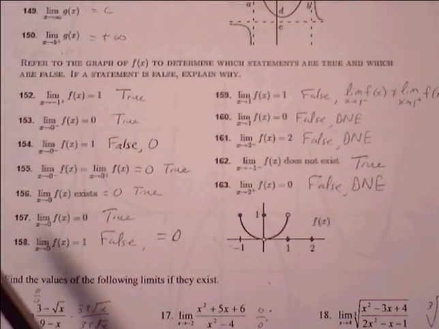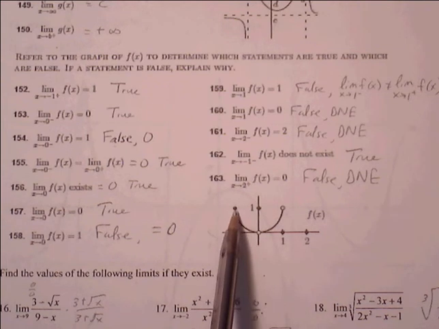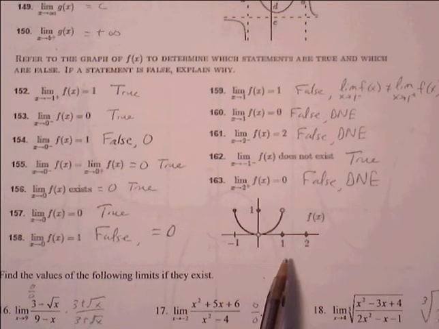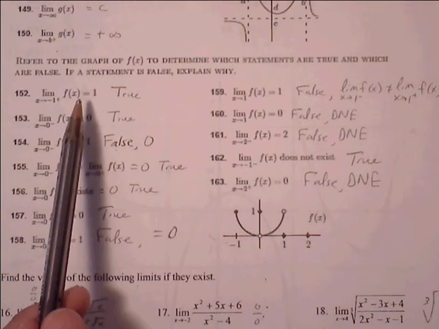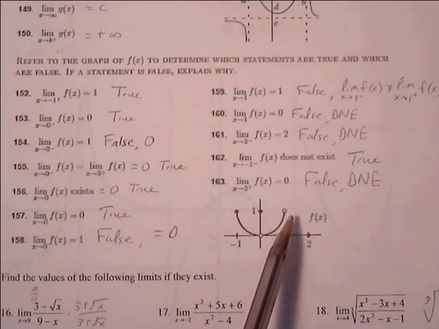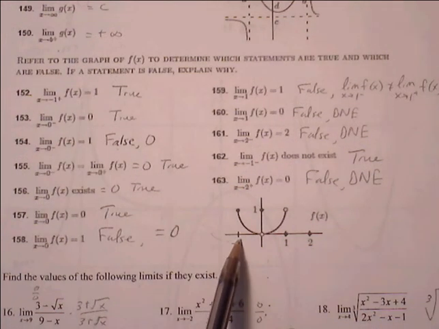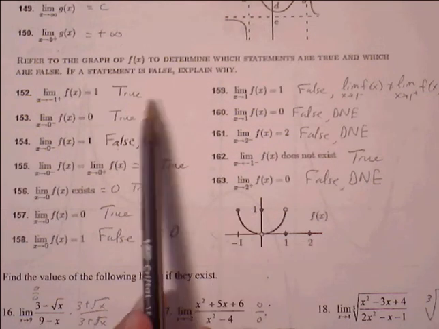Okay, refer to the graph, determine whether each statement is true or false, and if false, explain why. Alright, so we have a graph f of x here. There's a hole, and then an ordered pair at 0, 1, an ordered pair at 1, 0, and an ordered pair at 2, 0. So limit as x approaches -1 from the right side of -1 is equal to 1. Okay, as we approach -1 from the right side of -1, we're talking about this branch, it's going up to positive 1, so that's true.